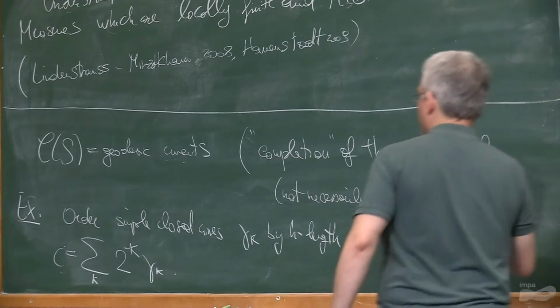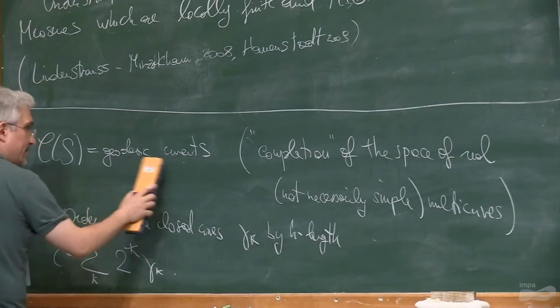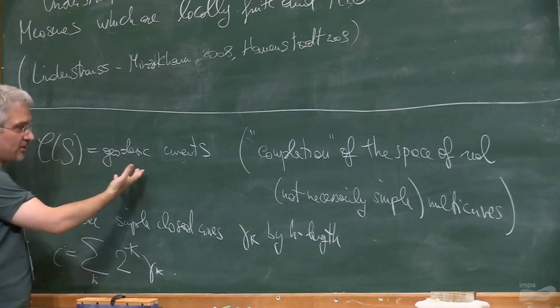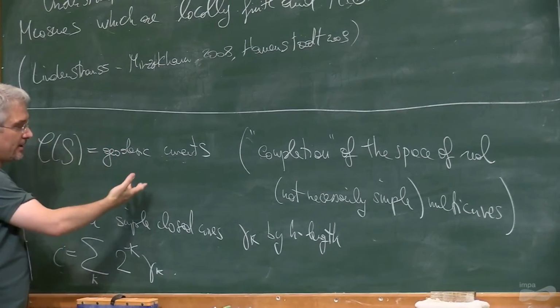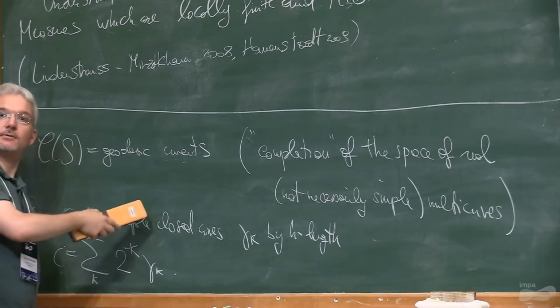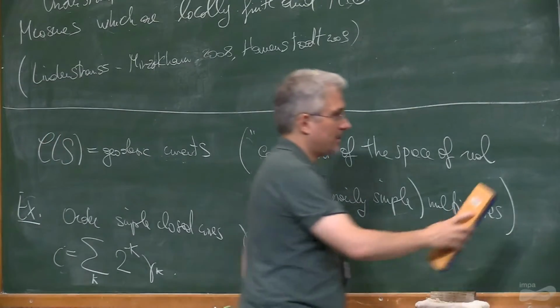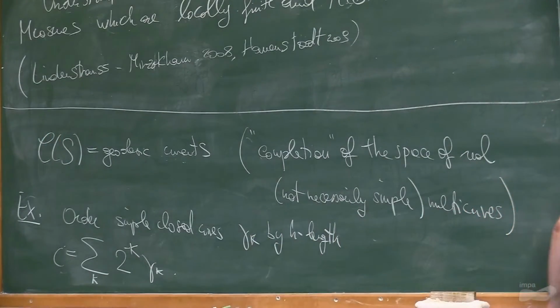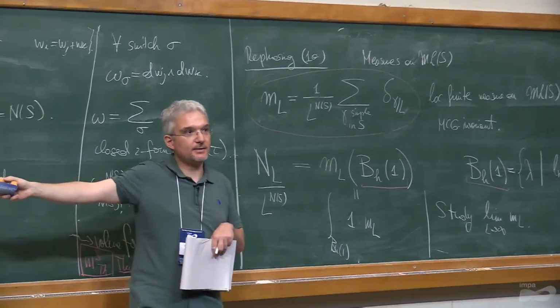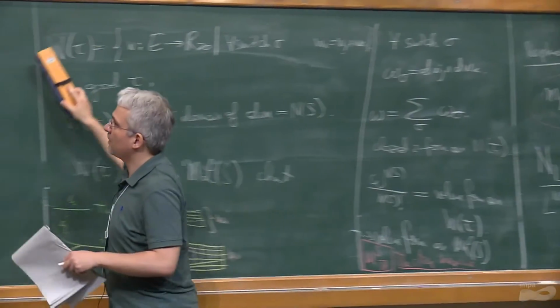So you have this huge space, which has some good properties. So it is locally compact. It's infinite dimensional, but it's locally compact, and it is completely metrizable. It is second countable. So there are some good properties. And then if you want to mimic this approach, then you want to study this type of measures on that space, on the space of geodesic currents.